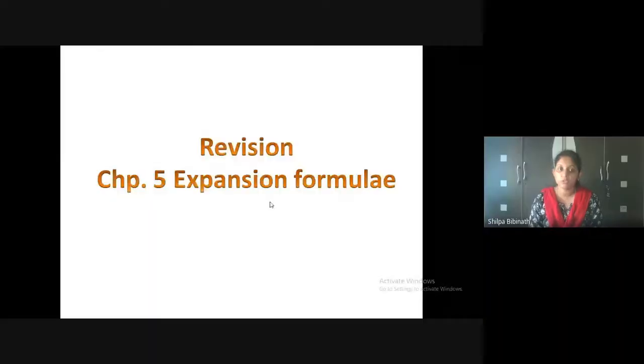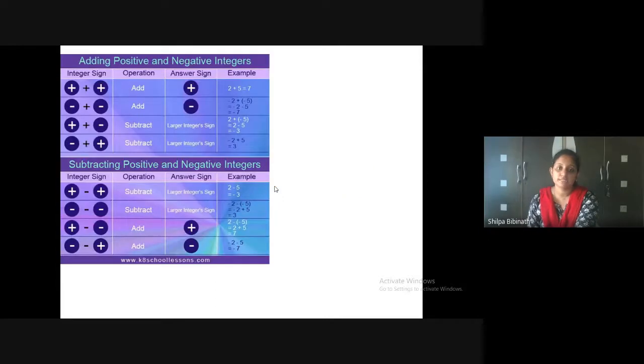So let's revise a few concepts which are important when you solve questions based on chapter 5, that is expansion formulae. In this chapter you have 4 formulae which you need to know thoroughly, also about the signs. So first we'll revise the signs which we use. In the same question you will be having positive integers, negative integers.